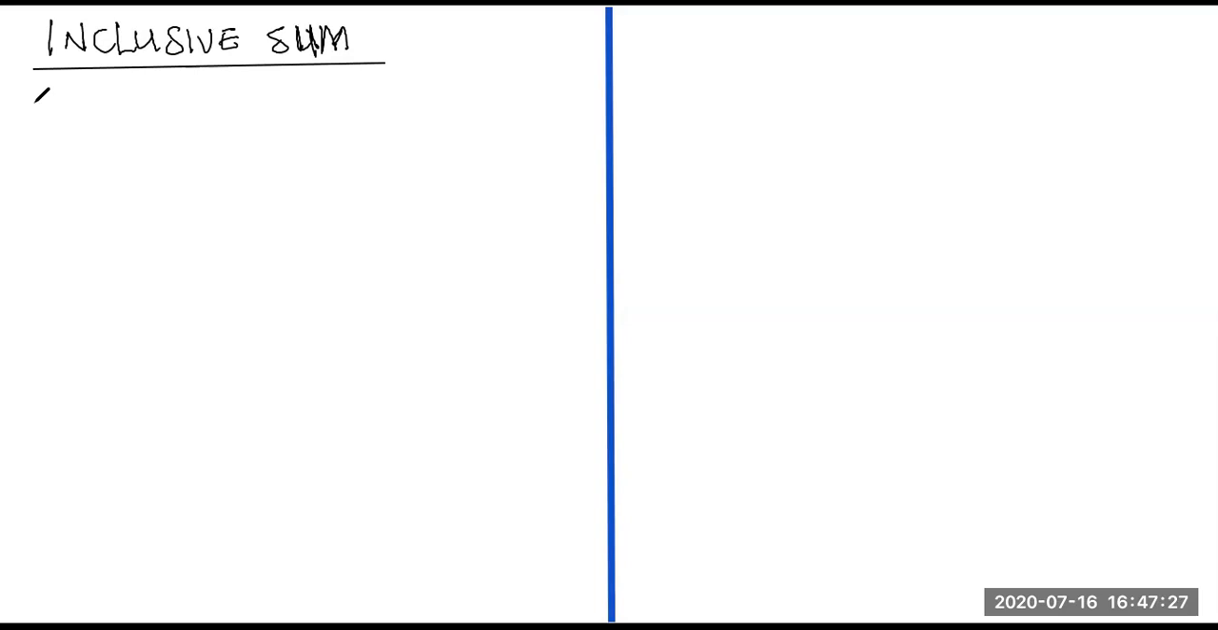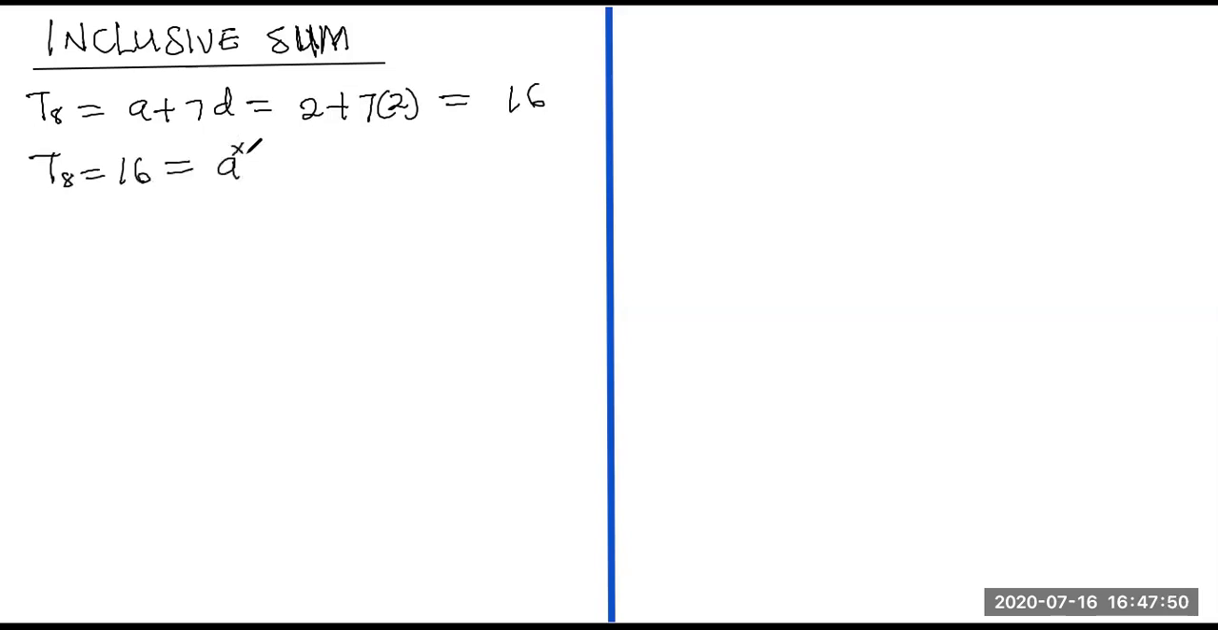So I need to find my T8. My T8 is A plus 7D, and A is 2. That will give me 2 plus 7 into 2. D is 2 also. That will give us 16. So my T8 is equal to 16, and that is equal to A asterisk. That is a pseudo 1st term, because I'm actually starting my addition now from the 8th term to the 20th term.